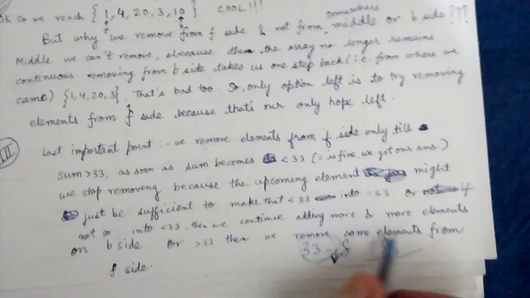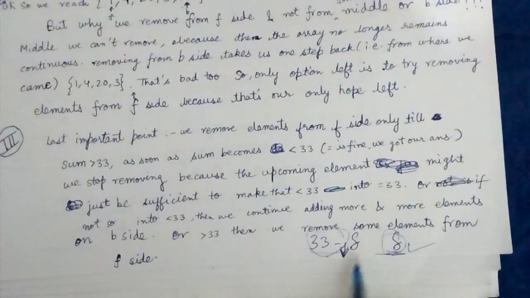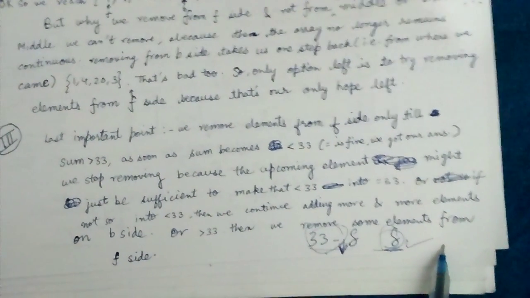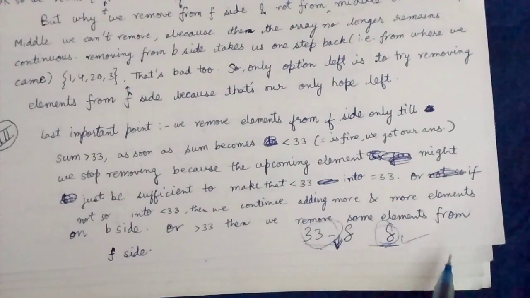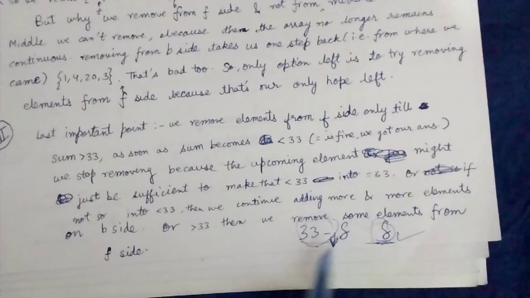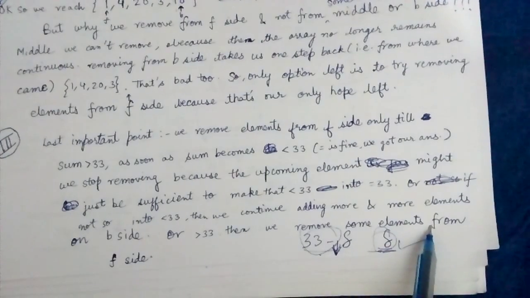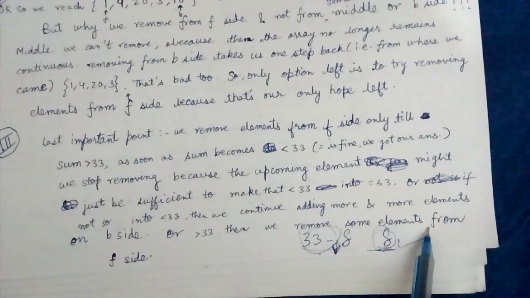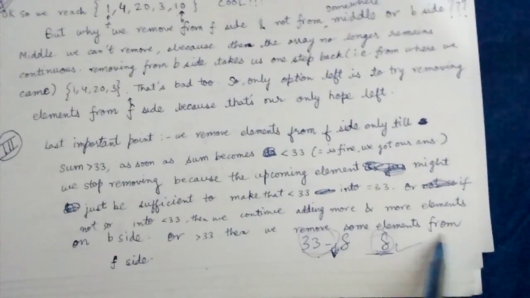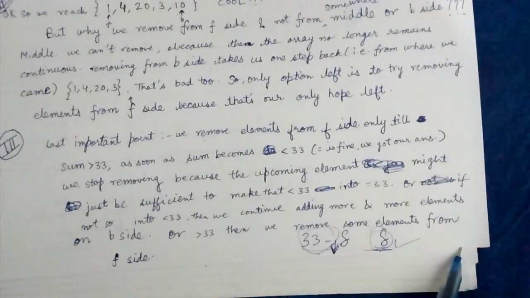So we continue adding more and more elements. Again we follow the same steps. We add elements on this side till we get the sum greater than 33. If we get greater than 33, we start removing from the back side. If we get equal to 33 at any point in the algorithm, we are done. We don't need to do anything else. But if it becomes greater than 33, start removing from this side. If it becomes less than 33 while removing, again add on this side. If it becomes greater than 33 while adding on this side, again remove from this side. And why we add on this side only and why we remove on this side only, we have already told in the above 2 points.